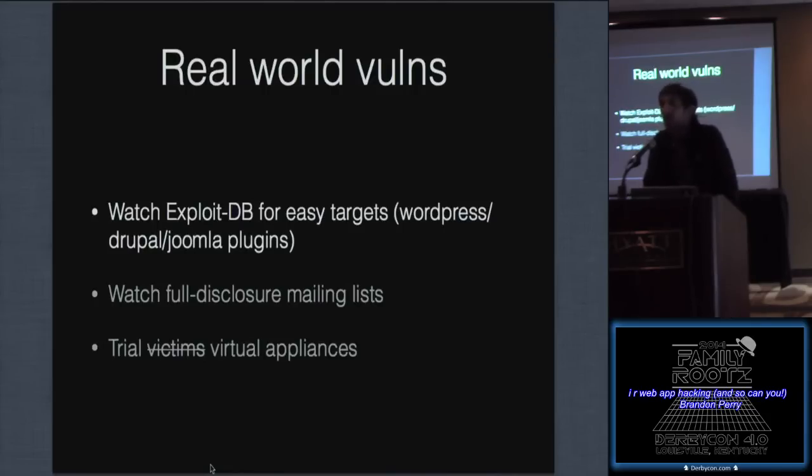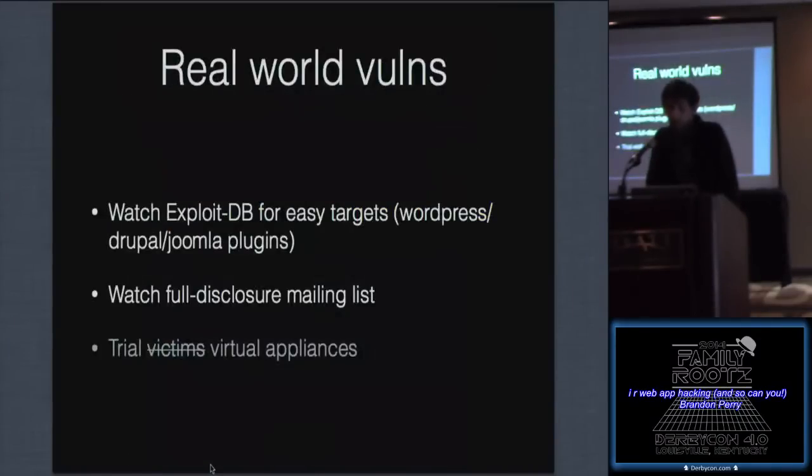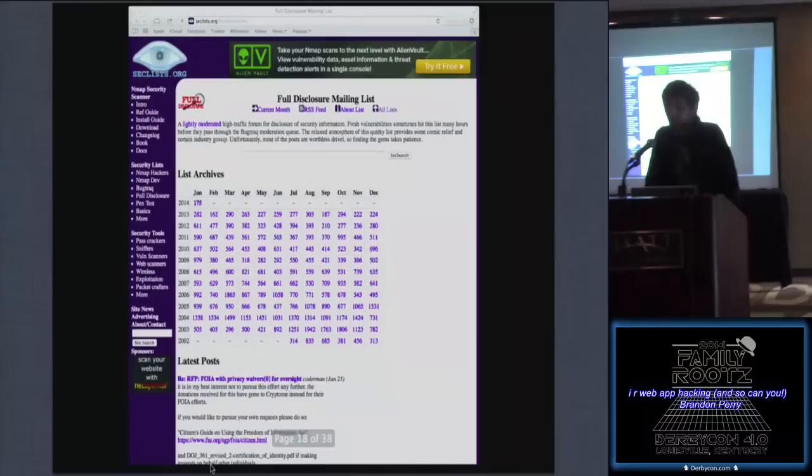If you're interested in looking at real-world vulnerabilities, watch ExploitDB for easy targets. There's tons of shoddy web apps or plugins for WordPress and Joomla that have SQL injections, open redirects, things like that. So go to Exploit Database. You can't really read it very well, but of the top 4, 2 of them are Joomla plugins. So definitely look for that. Watch the Full Disclosure and OSS-SEC mailing lists for people that are dropping vulnerabilities. That's seclists.org for Full Disclosure.